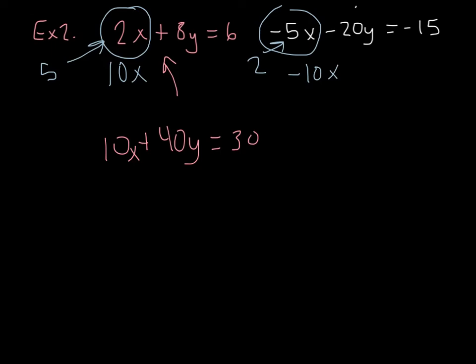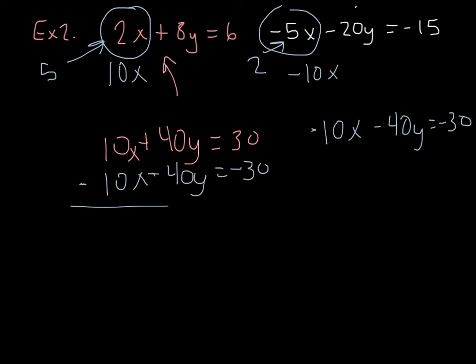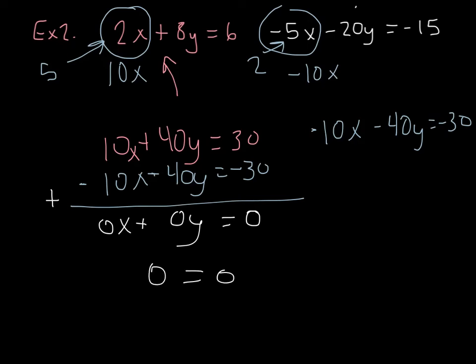And over here on the right, I'm going to multiply everything by 2. So I get -10x minus 40y equals -30. So now if I stack these equations and I add them together, something very interesting is going to happen. Now this won't always happen. I chose this example on purpose, but let's just see what does happen. So, we're adding these equations. So 30 plus -30 is 0. This goes out to 0y, and this is 0x. So we essentially have 0 is equal to 0.